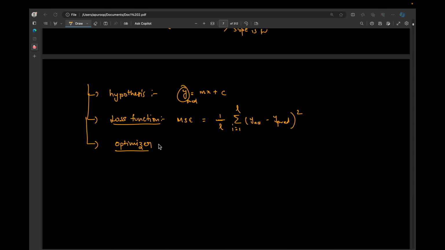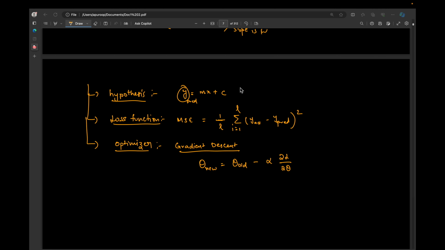And what is the optimizer we'll be using? We will be using the gradient descent algorithm. So if theta is some parameter, theta new equals theta old, that is the previous value, minus alpha times the derivative of the loss with respect to that particular theta. Like this, gradient descent will be applied for all the parameters. So these three are the main steps.